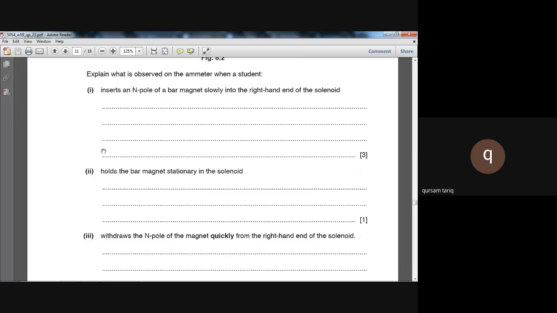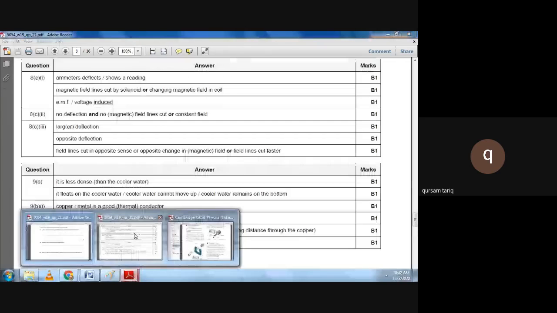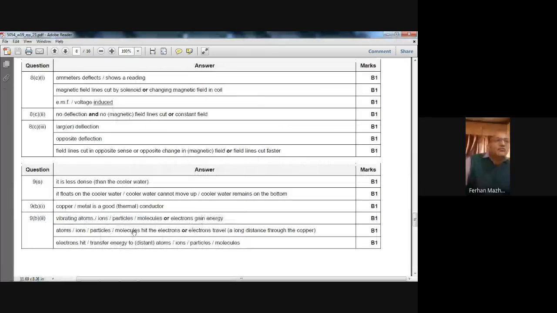Sir, I have written it. So kindly read your answer. When the bar magnet is stationary in the solenoid, there is no change in magnetic flux, hence no EMF and current induced, so no deflection is shown on the ammeter. Okay. So in the marking scheme, it says no deflection and no magnetic field lines cut or constant field. So your answer is good.